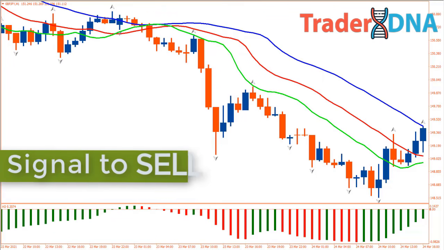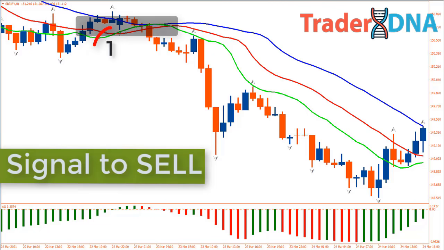A signal to sell by the alligator strategy. A signal to sell appears when a sleeping period changes for a downward movement. To enter the market, make sure that the following conditions are complied with. First, the intertwined lines of the alligator start going downwards and diverge. The alligator opens its jaw to devour careless bulls.